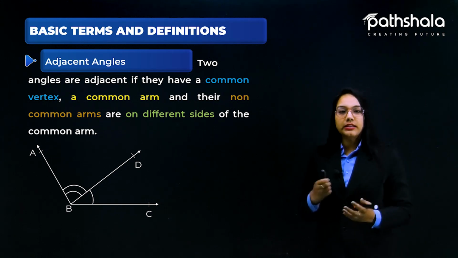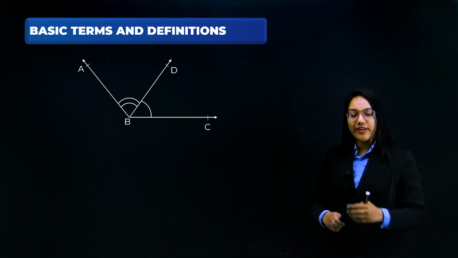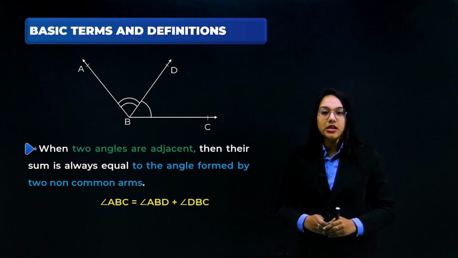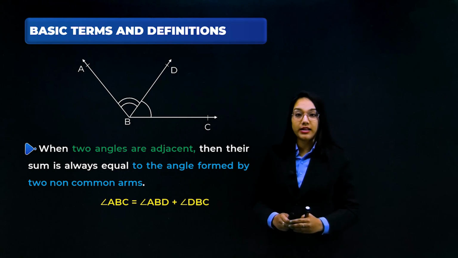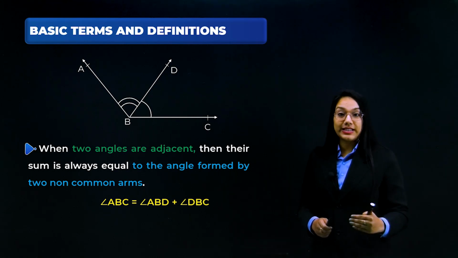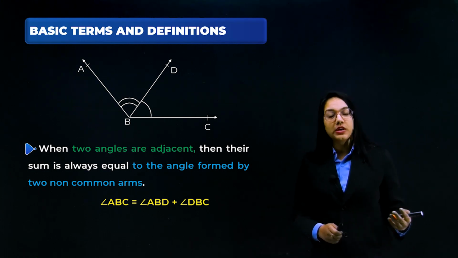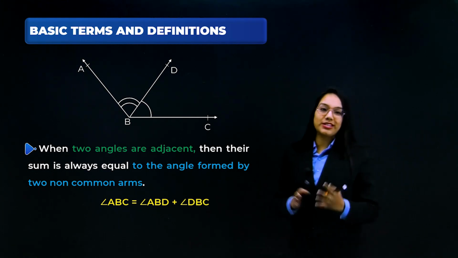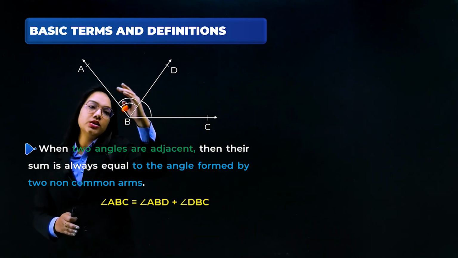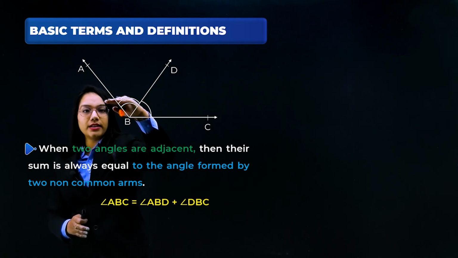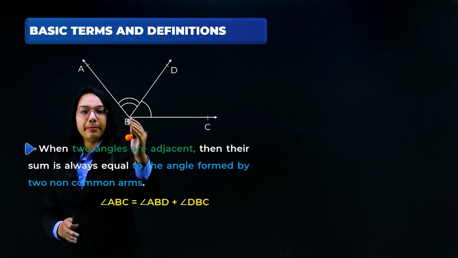There are some other things that are also related to adjacent angles. So let's see what those are. If I'm taking the same adjacent angles, the very special note related to adjacent angles is that when two angles are adjacent, their sum is always equal to the angle formed by the two non-common arms. This is quite an obvious thing. You can see for yourself that these two angles are adjacent, and if I take the sum of these two angles, this would be the total whole angle, which is ABC.